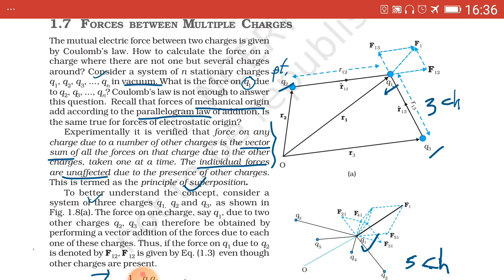Now a few objectives. You note down, 1 mark each. Number 1. What is the SI unit of Coulomb's constant? Question mark. 2. The dimensional formula of Coulomb's constant, that is small k, is dash. 4 options would be given. Here I am not giving.